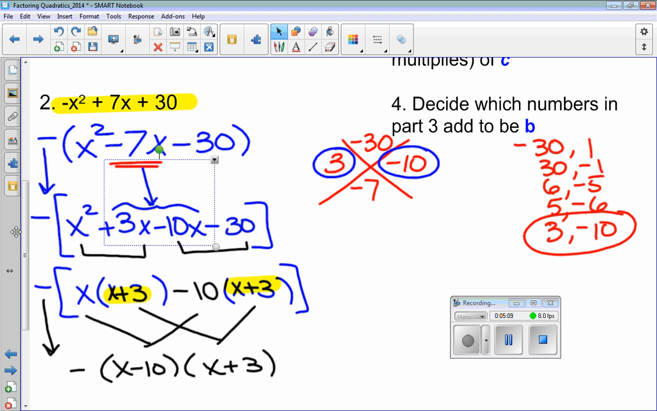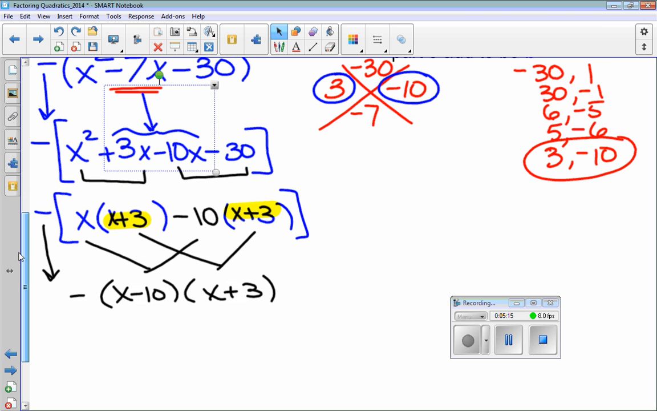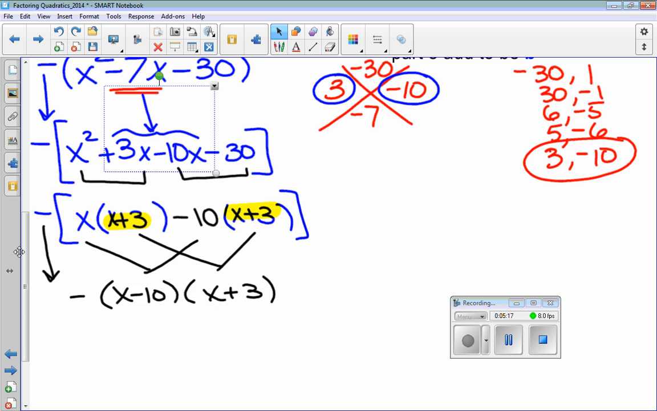Yes, ma'am. Why would there be two -3s in the brackets? Why is it x plus 3? Okay, because this is a plus. And then this is because I know they have to be the same. If I say -10 times x, I get -10x. -10 times 3, I get -30. So I knew I had to take out a -10 there. But these two 100% must be the same.